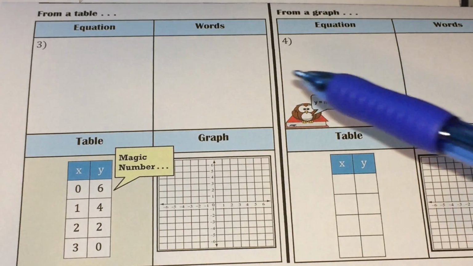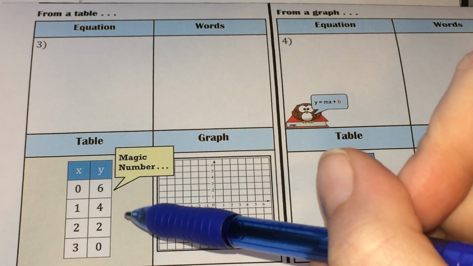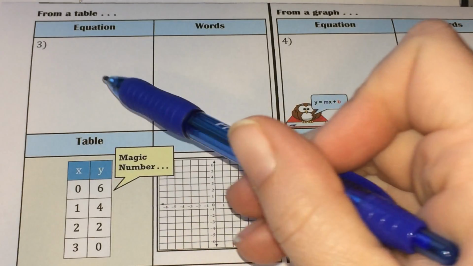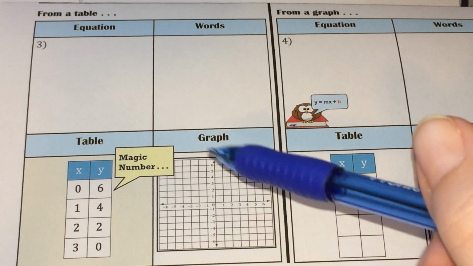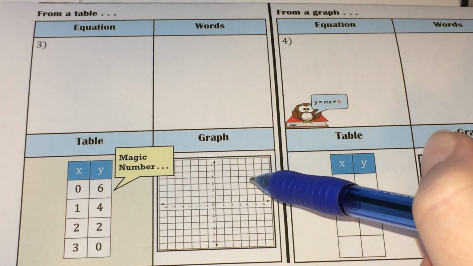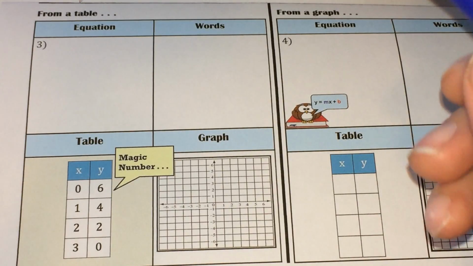If you are given a function represented as a table, there are quite a few different options here with representing it as an equation, as words, and as a graph. I'm going to go ahead and plot my points on my graph, and then we'll go from there. So feel free to join me in that.